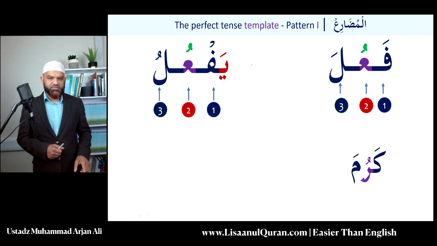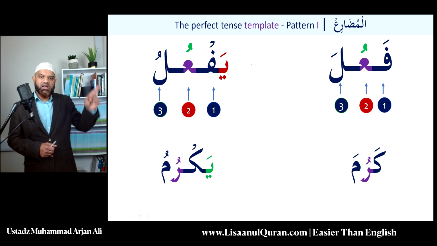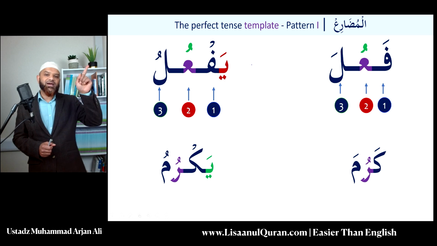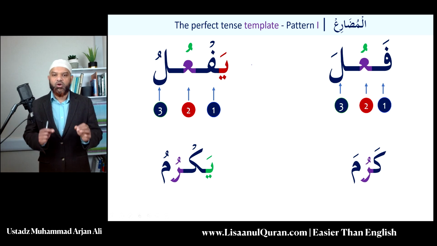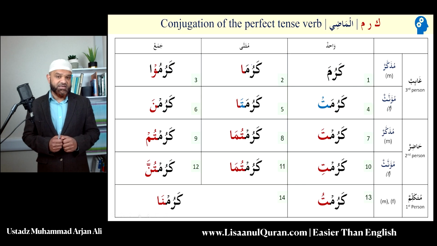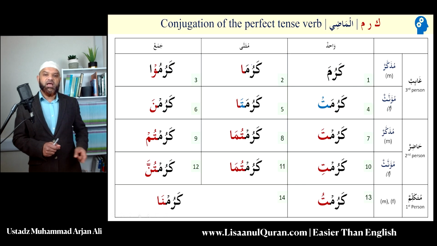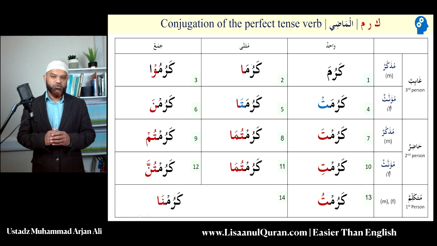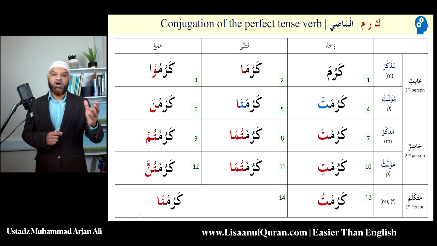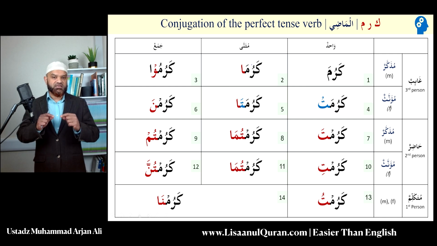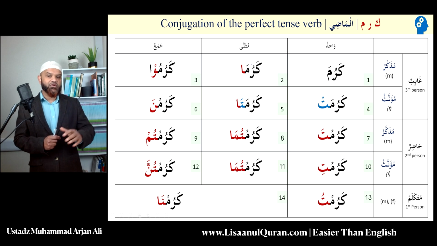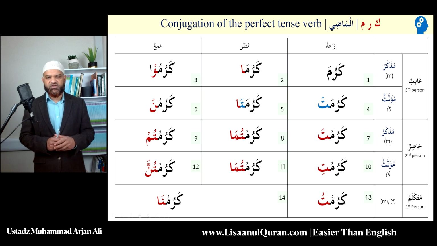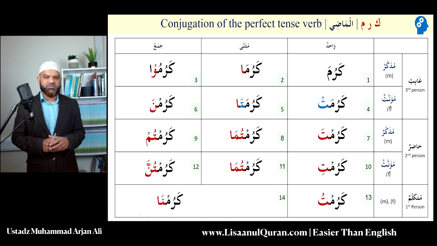Baab karuma, and it becomes yakrumu. Karuma yakrumu. Not yakramu, not yakrimu. Karuma yakrumu. Please remember that, inshallah. Karuma yakrumu. This pattern, also very similar to hasiba yahsibu, is also very rare in Arabic. There are very few words on this pattern, though there are some in the Quran. But there are derived nouns from this pattern, from the root, which are very, very common in Arabic and the Quran. Inshallah, we're going to look at derived nouns very soon, so you'll be able to make sense of why I'm including this pattern for you to know.